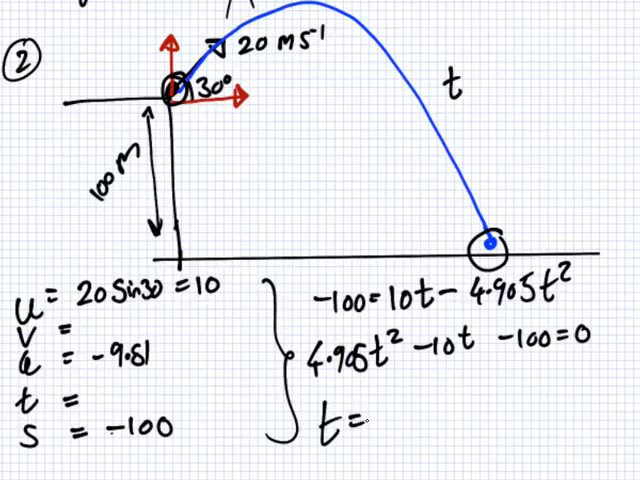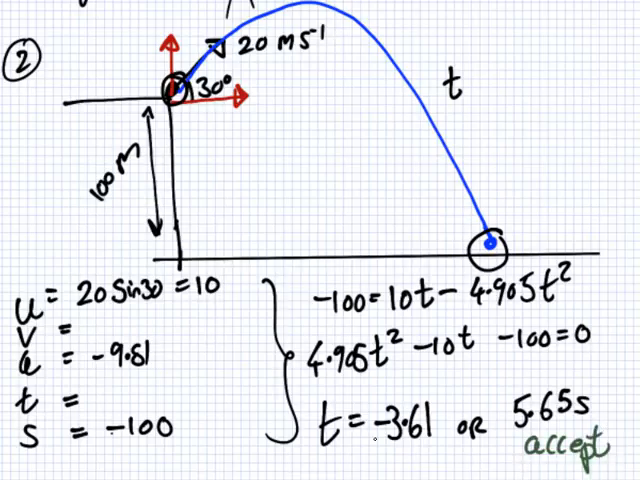This will give me two answers. One should be negative and one should be positive: negative 3.6 and 5.65. So we accept this answer and reject this answer. Can anybody tell me what this answer means? Because it does have a meaning. Why did the formula give me this answer? Because there is a reason for this answer. It does actually make sense.